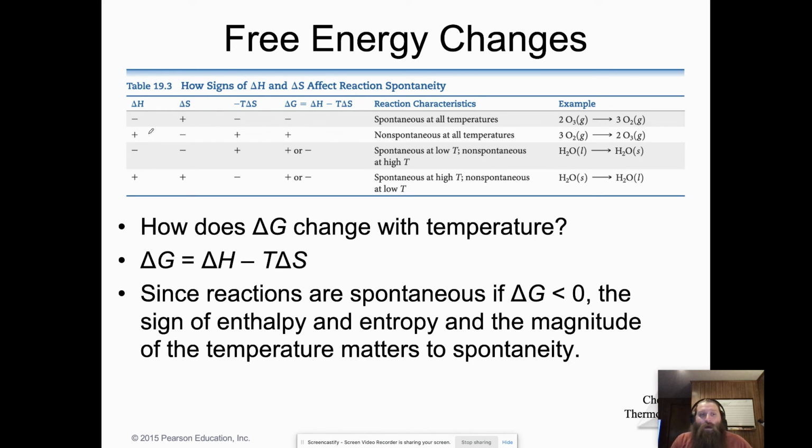On the other hand, if I have a positive enthalpy and a negative entropy, then I can expect that to be non-spontaneous at all temperatures, because I'm going to have a positive delta G. So make sure you work your brain through this table, and we'll see it again when I work some of those practice problems.